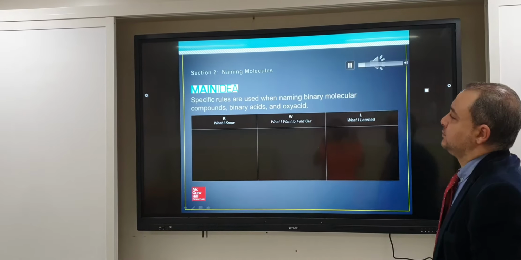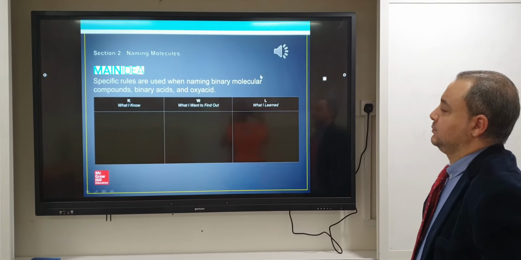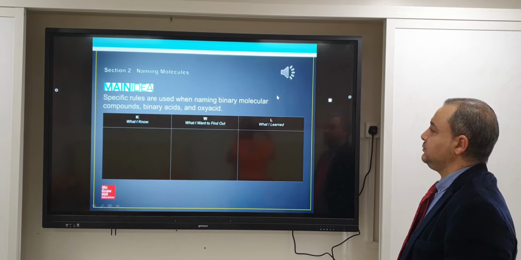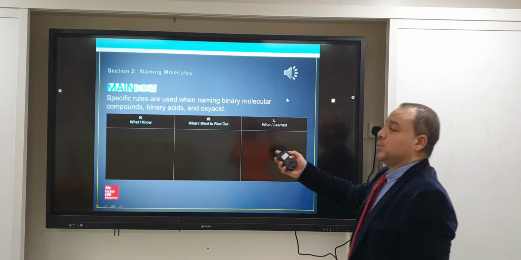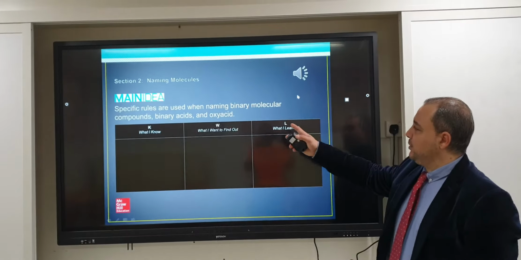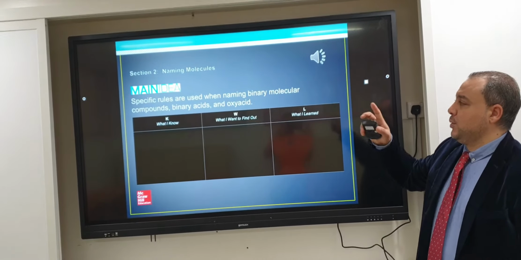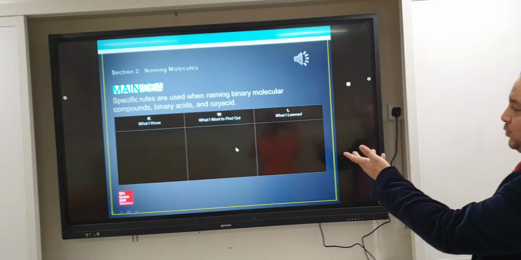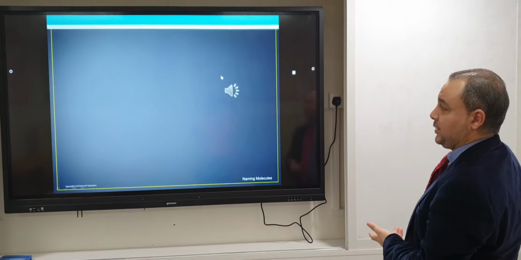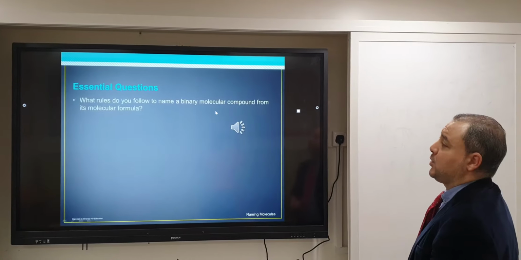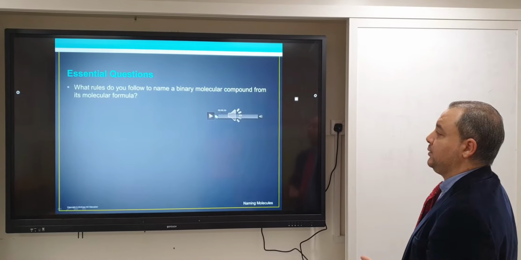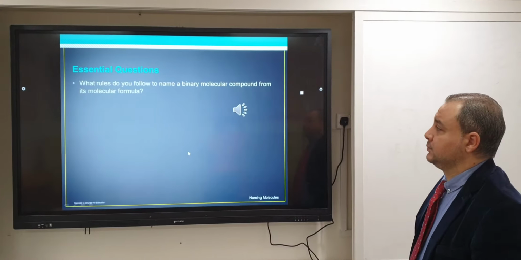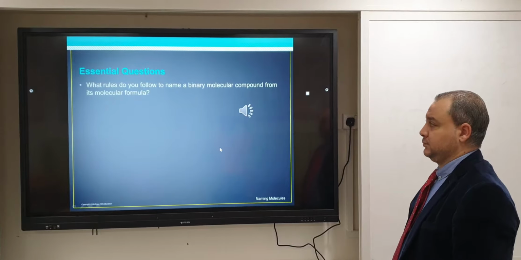Section 2, naming molecules. Specific rules are used when naming binary molecular compounds, binary acids, and oxyacids. So what are the rules that can be used in naming binary molecular compounds, binary acids, and oxyacids? Number 2, essential questions that you are going to study. Number 1, what rules do you follow to name a binary molecular compound from its molecular formula?